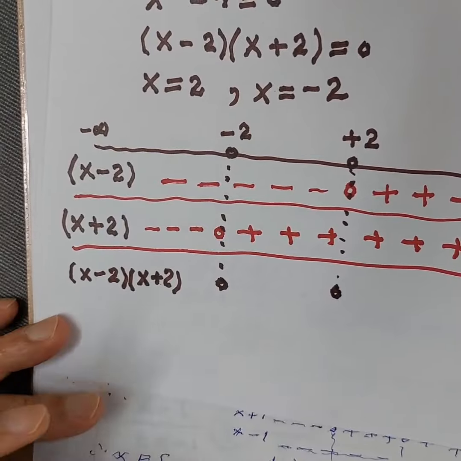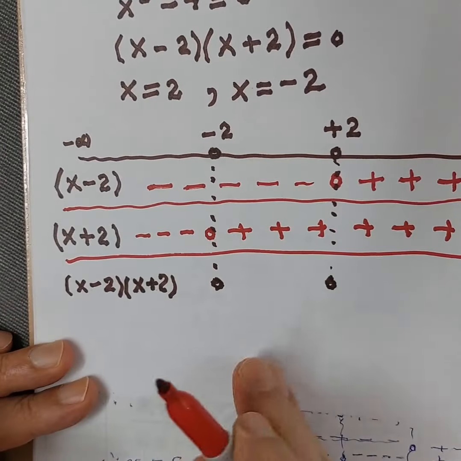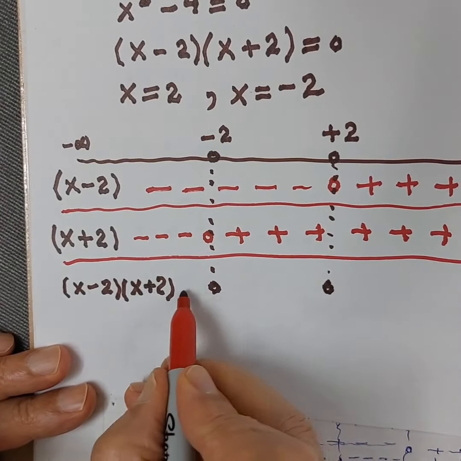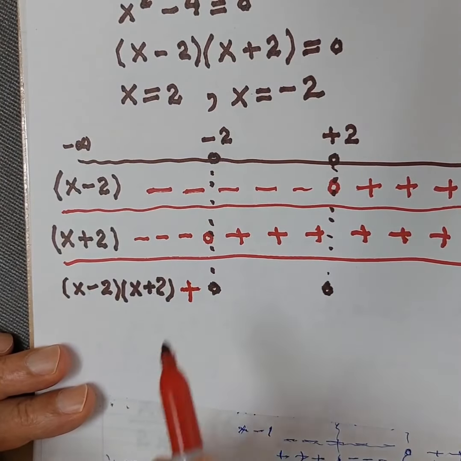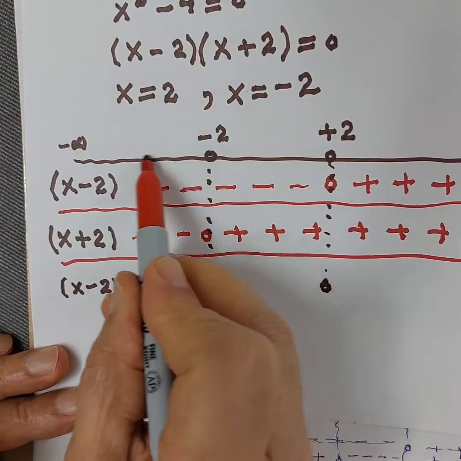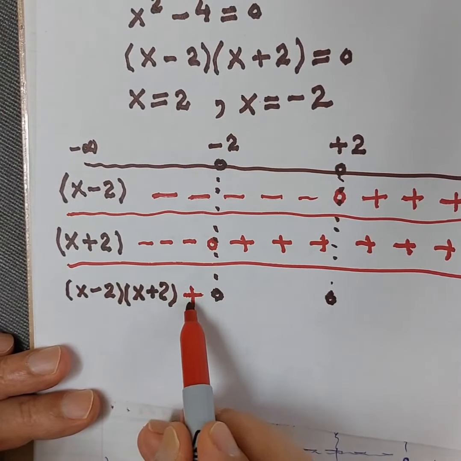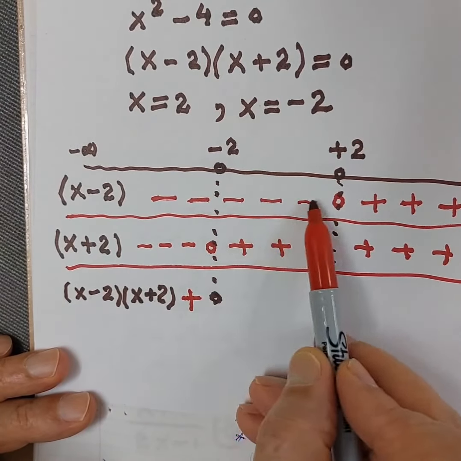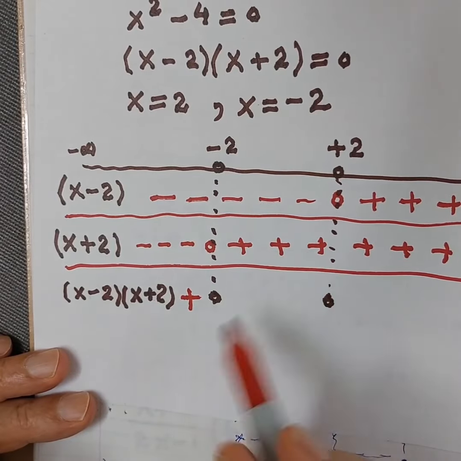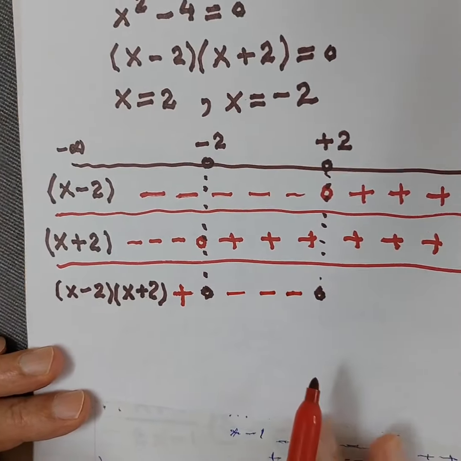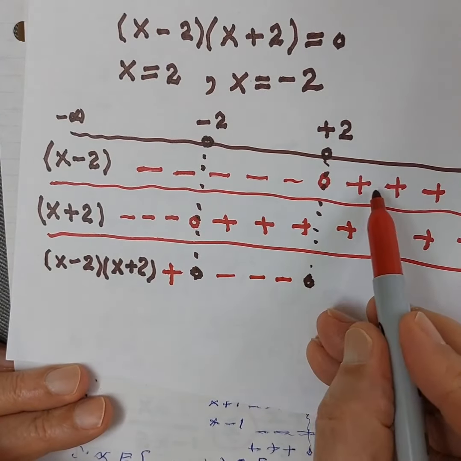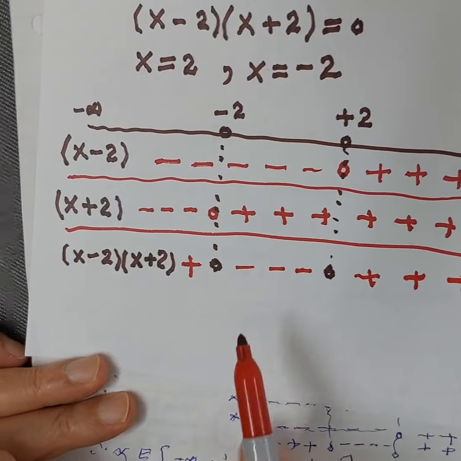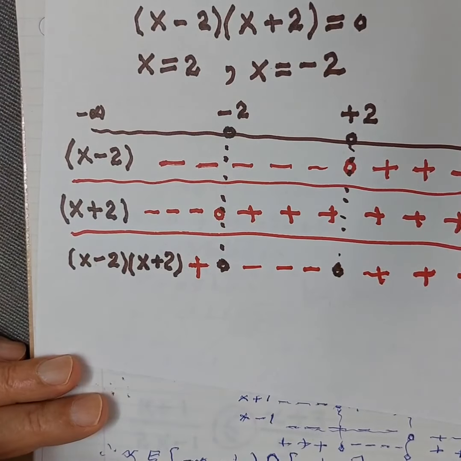So the first interval, what's the sign for the result of multiplication? Minus times minus, that means it will be plus. So in this interval, negative by negative, it's positive. For the next interval, here is negative, here positive. So negative times positive, it will be negative. So here negative. The third interval, positive times positive, it will give me positive. So this is the result of the multiplication sign.